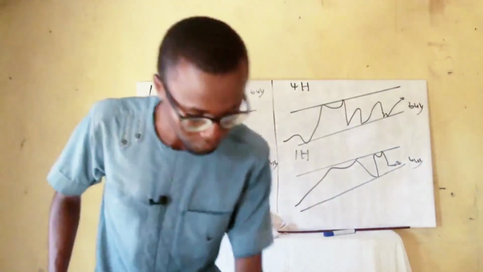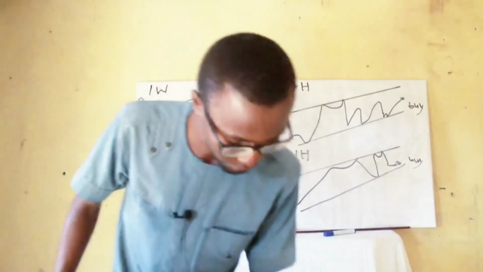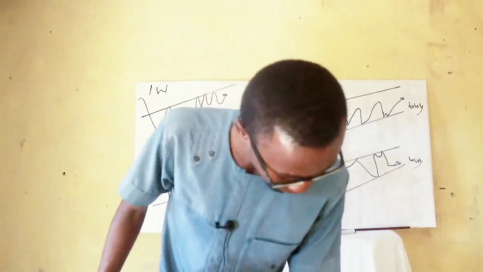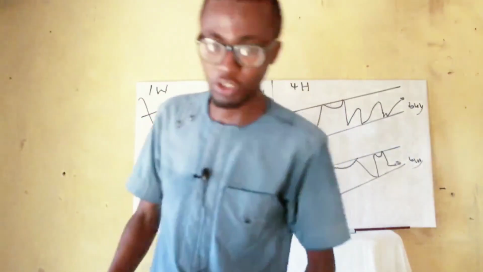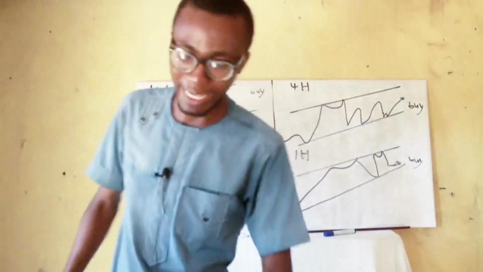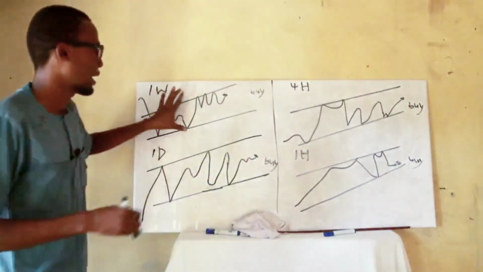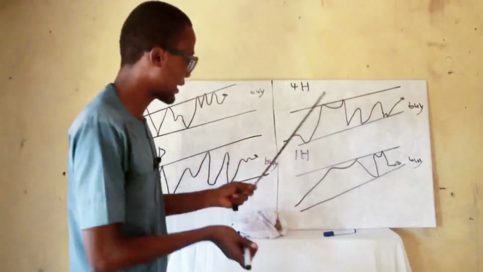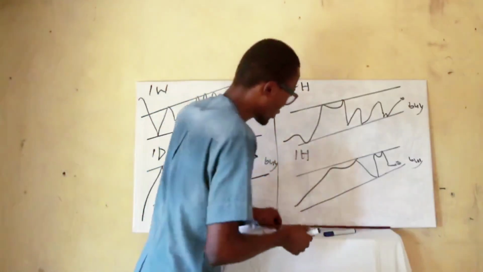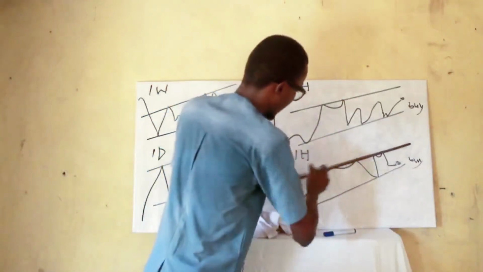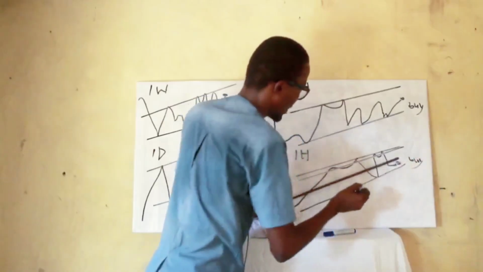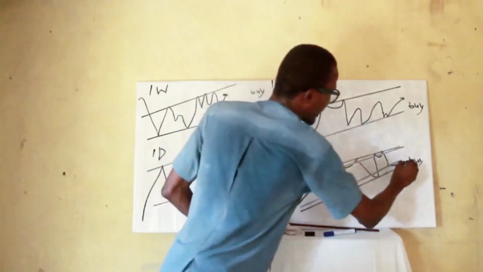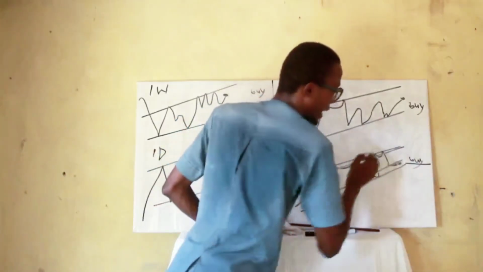Now let me come to the next one, the fourth one, which is when to buy or sell. Having looked at this now, what am I going to do? I will come here now and draw my second line here, then draw a second line here. Then I will enter a buy here.